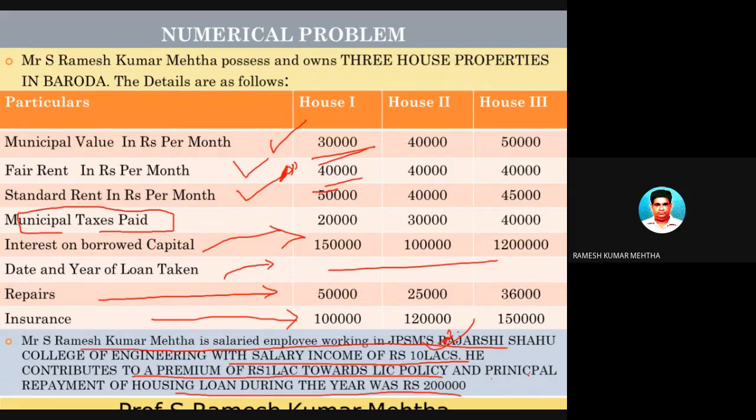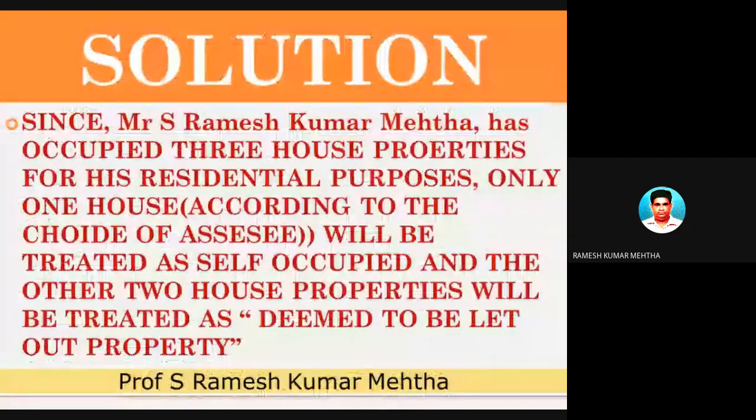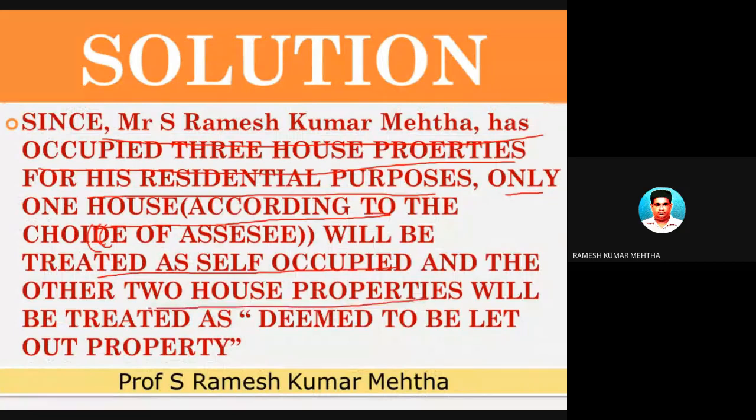So before we start doing the problem, one note which we have to follow is this hint to the problem. If you want to solve this problem, you should have an idea about this particular thing. What is that? Since Mr. S. Ramesh Kumar Mehta has occupied three house properties for residential purpose, according to income tax law, only one house property, according to the choice of the assessee, will be treated as self-occupied, and the remaining two houses will be deemed to be let out.